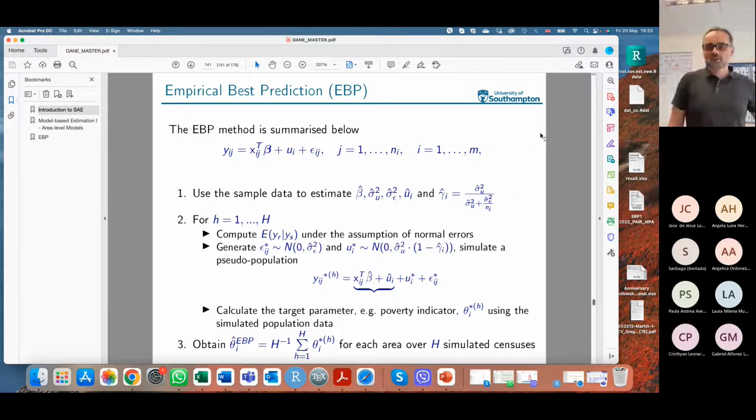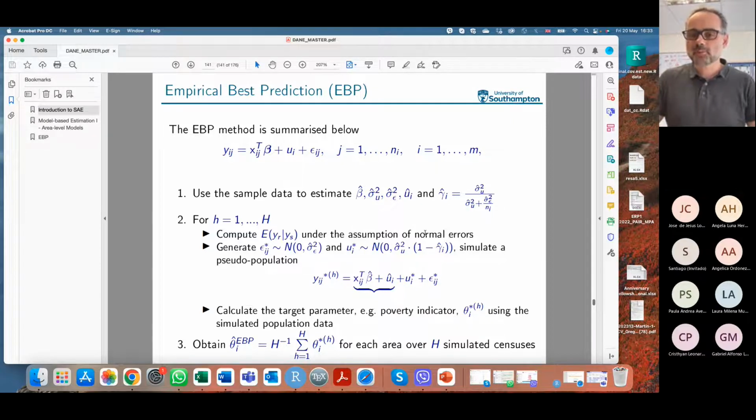So what we need to do now is calculate the expected value of y_r. Remember, r is the portion of the data that I don't observe, because I have not sampled the entire population. So I want to calculate the expected value of what I don't observe given what I observe, y_s, under the assumption of normal errors. Okay?